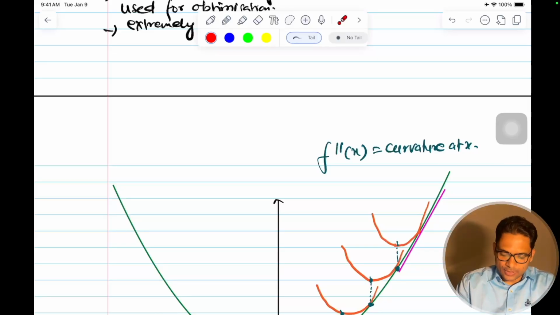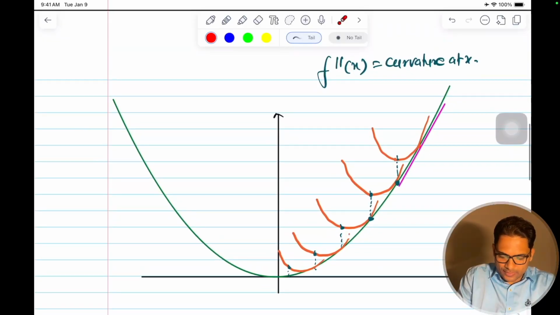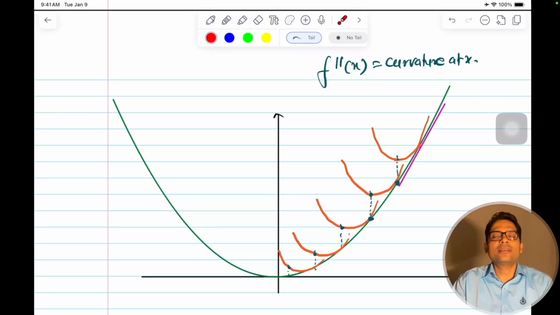And as it reaches near the minima, I have explained this, the gradient descent method slows down, but here it uses quadratic convergence, and it comes very close to the optimum very fast.